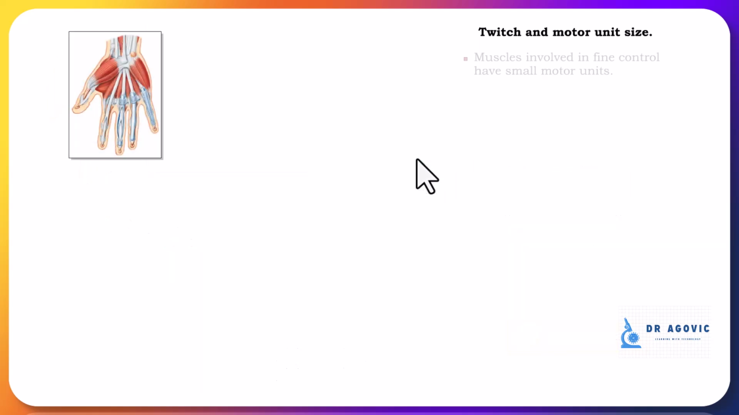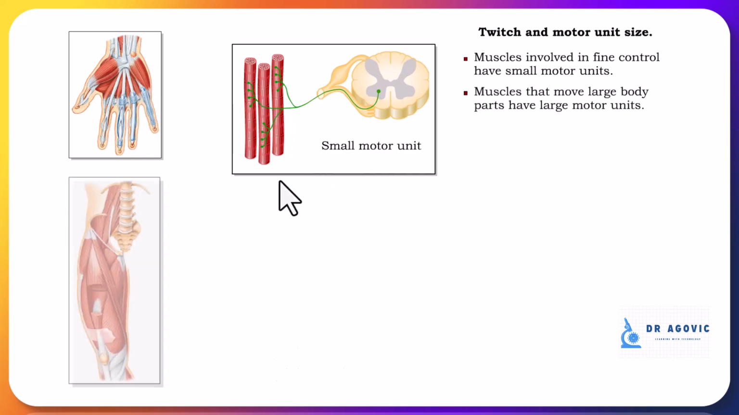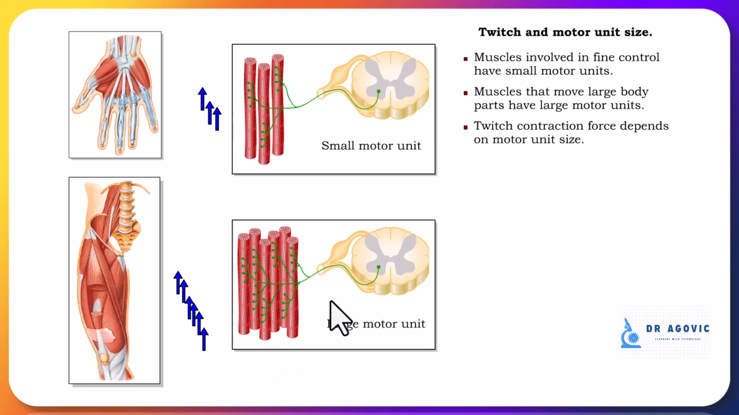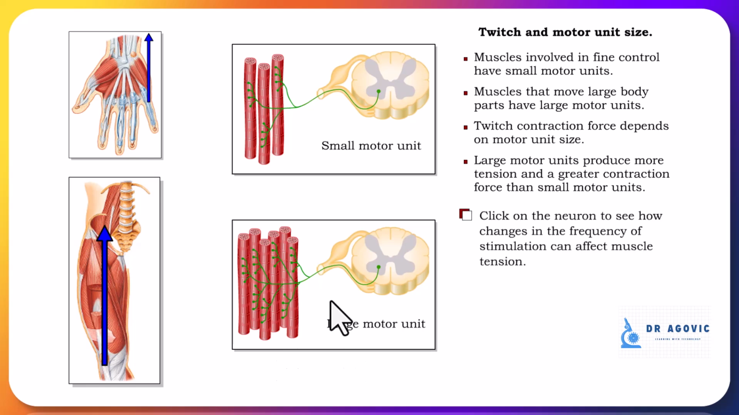Motor unit size varies among different muscles. Muscles involved in fine control, such as those that move fingers, have smaller motor units. Postural muscles, or those that move large body parts, such as the quadriceps, have large motor units. The amount of twitch contraction force depends on the size of the motor unit. Large motor units contain more cells and can therefore produce more tension at a greater contractile force.